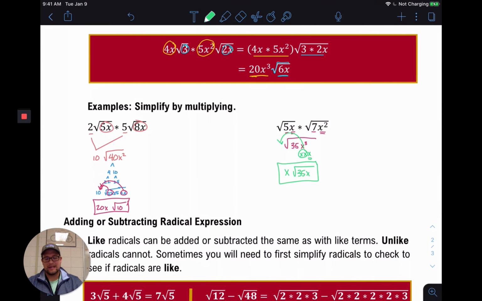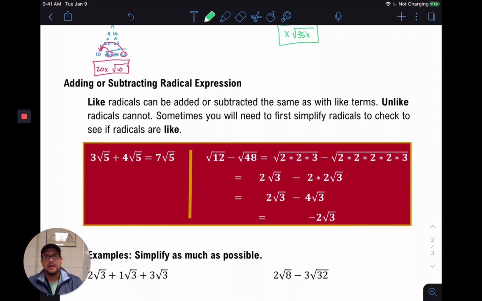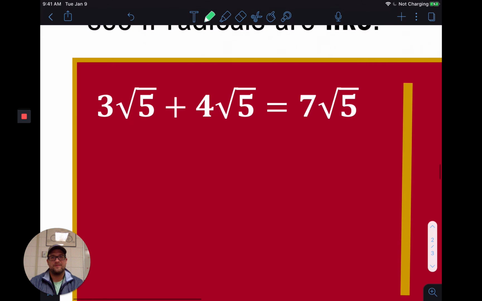Let's talk about adding and subtracting radicals here. Now, in order to add or subtract radical expressions, we've got to first understand what like and unlike radicals are. Like radicals can be added or subtracted the same as with like terms. Unlike radicals cannot. Sometimes you will need to first simplify radicals to check and see if they are in fact like.